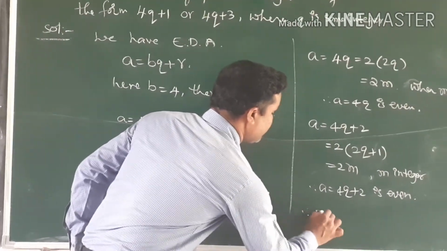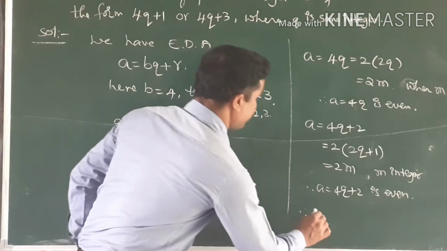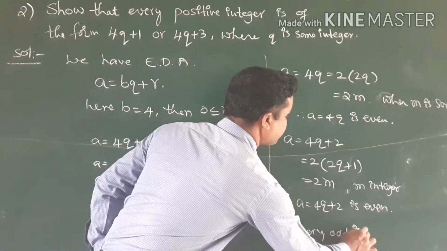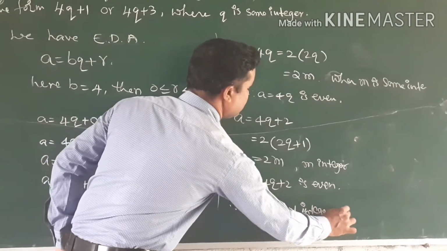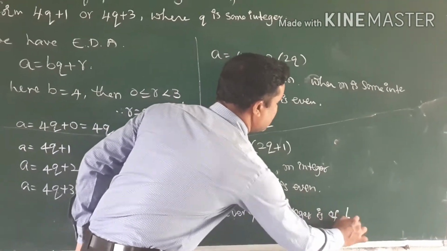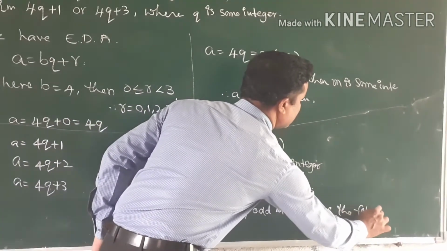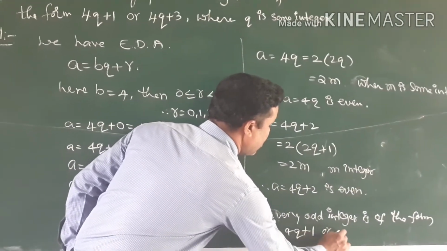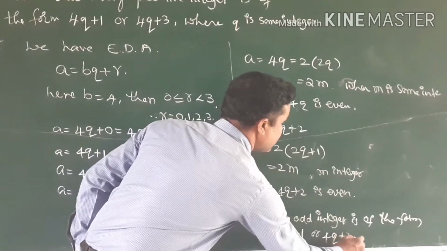Therefore every odd integer is of the form 4q plus 1 or 4q plus 3.